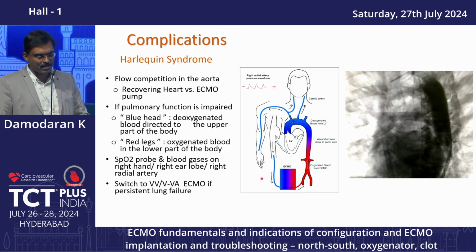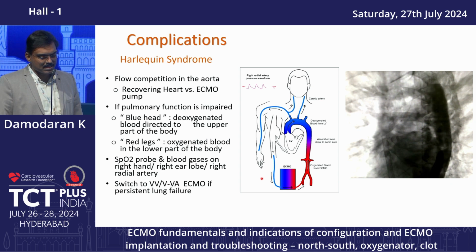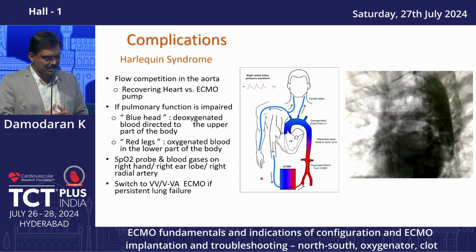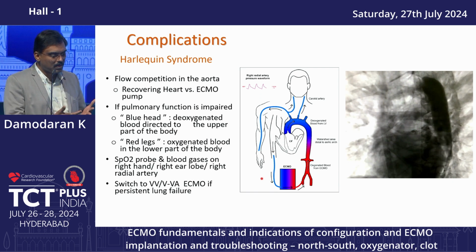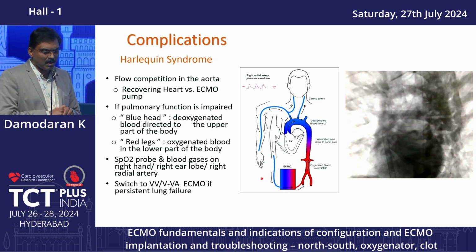Harlequin syndrome, this is the one you all know, that blue hat, where the upper body is deoxygenated and the lower body is not. And the previous speakers have discussed well about this one, because when the heart is recovering faster and the lung is lagging behind, obviously you will get a good cardiac output. So naturally the deoxygenated blood will go into the upper body.